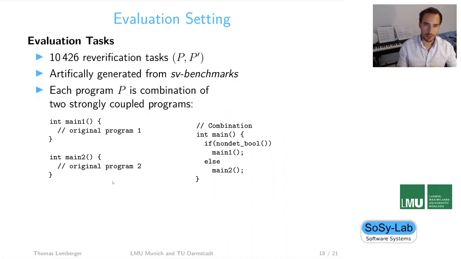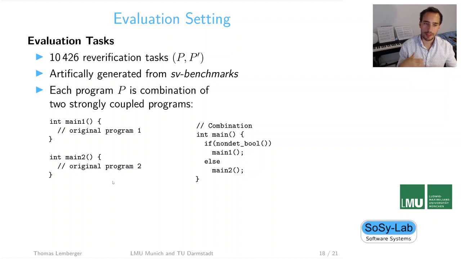Last, I want to take a minute to talk about the tasks that we used for our evaluation. And these we created artificially. Each task is a tuple of the original program P and the modified program P prime, and the task is to verify P prime. The original program P is a combination of two strongly coupled programs from the SV benchmarks, which are the benchmarks that are used by SV-COMP.